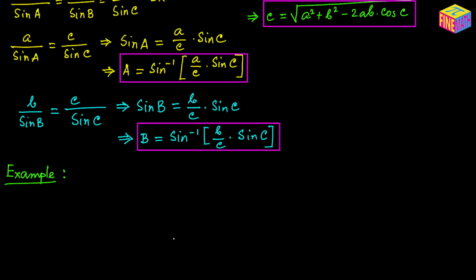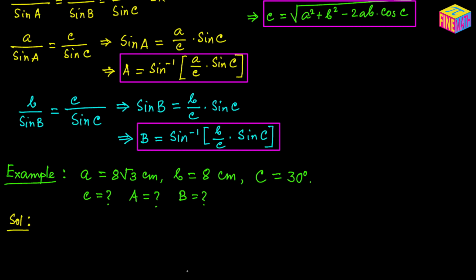Let's suppose for a triangle ABC, we have been provided with the side length a, which is 8 times square root of 3 cm, side length b equal to 8 cm, and the angle C as 30 degrees. From this information, we have to solve this triangle, meaning we have to find the third side length c, and also the angle A and the angle B. And let's use the same technique. To find the side length c, we can use the formula that we see up above.